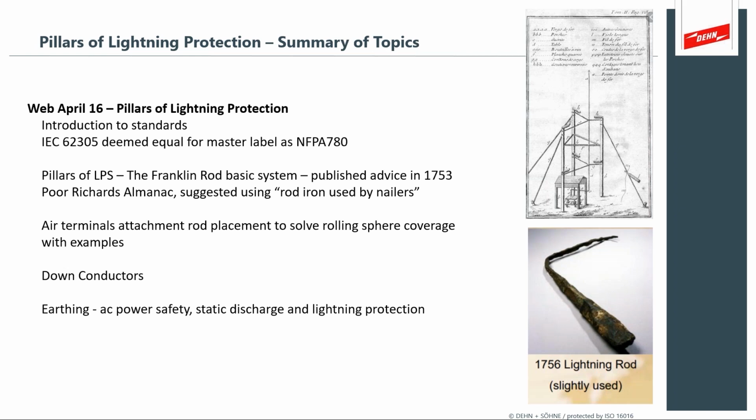The topics we're covering today basically were derived by Ben Franklin, published in 1753 in Poor Richard's Almanac. And at the time, he even suggested using rod iron used by nailers because it was readily available material. If you went to the blacksmith, you could get these types of materials and protect your structures. So we're covering the basics: the air terminals, the down conductors, and the earthing systems. And remember, earthing is also for AC power safety and static discharge control, in addition to lightning protection.